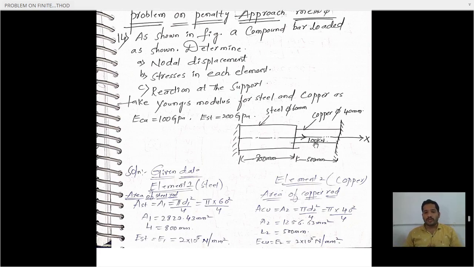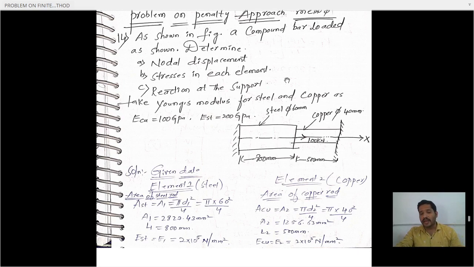The figure looks like a step bar in which the two ends are rigidly fixed. First of all, we need to determine the nodal displacements, which means we need to find the values of Q1, Q2 and Q3. Second, we need to find the stresses in each element.